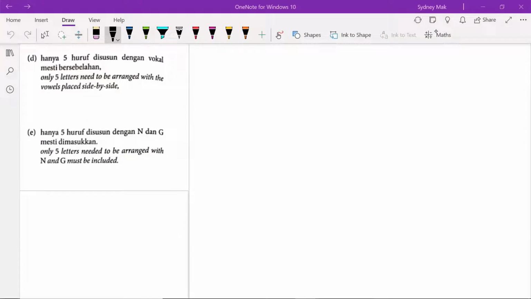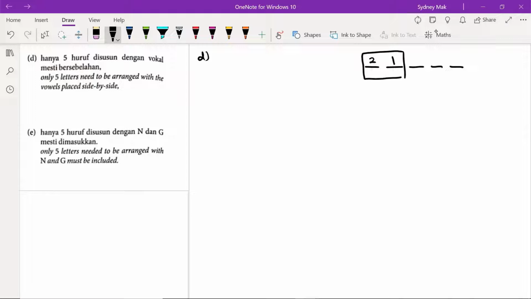Now, only 5 letters need to be arranged with the vowels placed side by side. So for this one, let's go straight to the fill in the slot way. That means vowels must be chosen. So vowels, we have 2. Among the vowels, they will permute themselves 2 times 1 way.